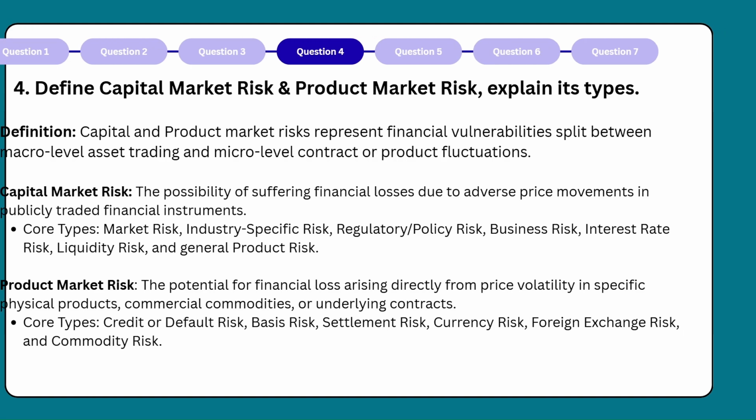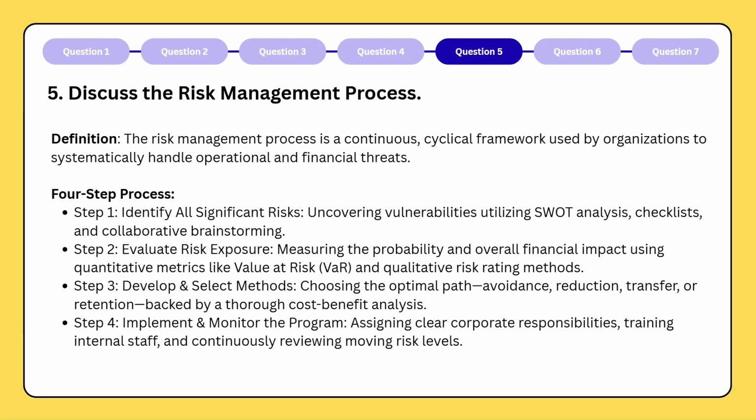Now the next one. 5. Discuss the risk management process. Risk management process has 4 steps. Identify all significant risks using SWOT analysis, checklists, and brainstorming. Evaluate risk exposure by measuring probability and impact using VAR and risk rating methods. Develop and select appropriate methods, choosing avoidance, reduction, transfer, or retention based on cost-benefit analysis. Implement and monitor the program by assigning responsibilities, training staff, and continuously reviewing risk levels. The process is continuous and cyclical.